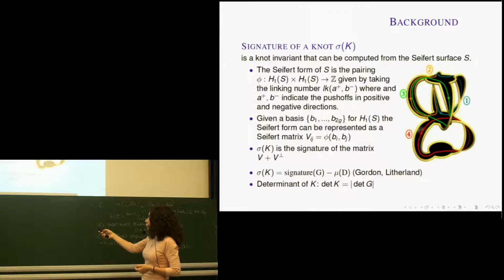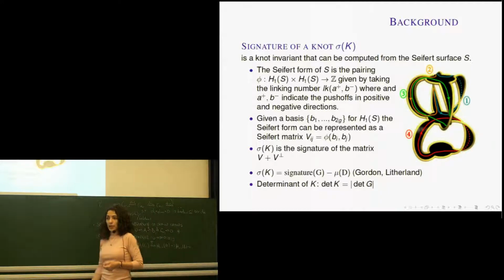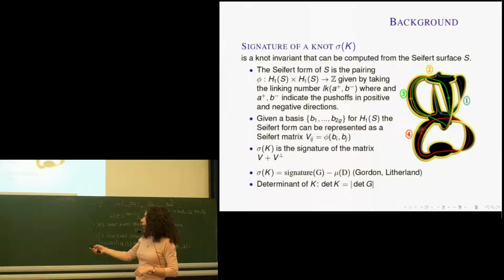Then you pick a basis for your first homology, and you take a matrix representing this pairing. That's the matrix V, and then you compute the signature of the matrix V plus V transpose. The signature of that matrix is the signature of the knot.